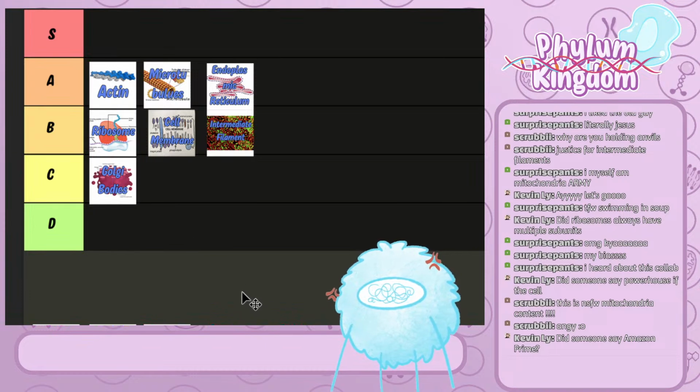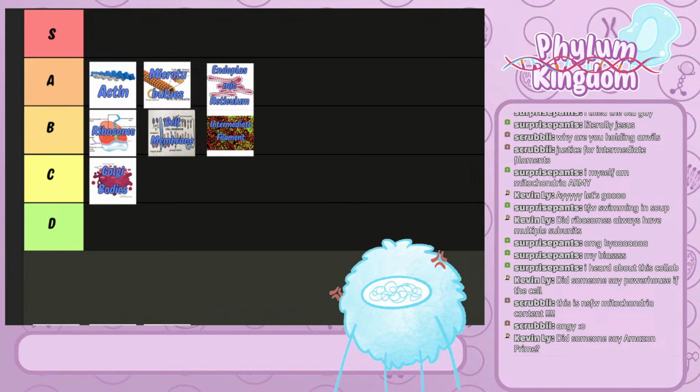And with that in mind, I think Golgi body pretty easily goes in C tier. But I will make the caveat and say that there are no D tier organelles, just because organelles are so vital to the function of a cell that I cannot in good conscience put anything in D tier. But just know that Golgi bodies, I just think that they're the lowest of the low as of right now.